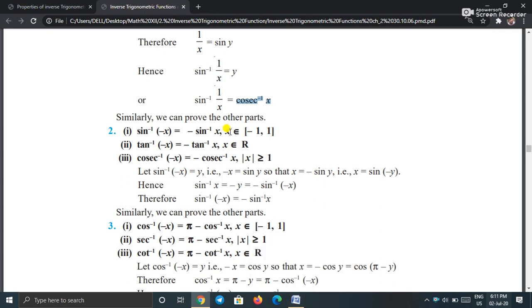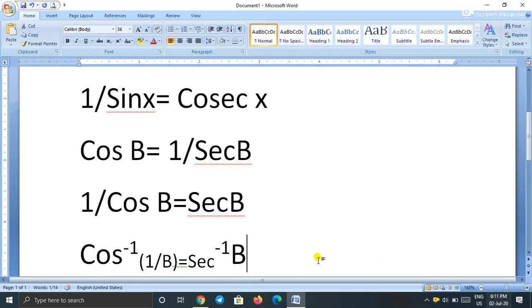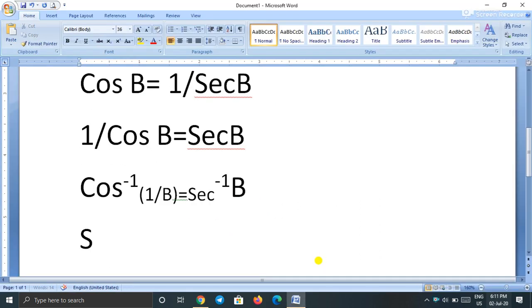And the value of x is what? For which values of x is this formula valid? x belongs to minus 1 to 1. x lies between minus 1 to 1. You have studied the formula sin of minus x is equal to minus sin of x, right?